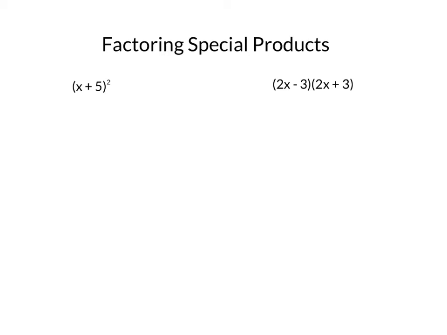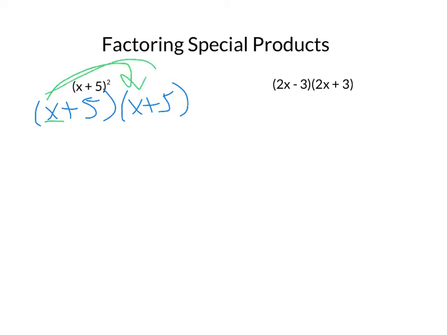Looking at the first example, I have the quantity of x plus 5 squared. When I square something, remember it means to multiply it by itself. So I have the quantity of x plus 5 times the quantity of x plus 5. Using the double distributive property to multiply this out, I'm going to take my first term, x, and distribute it through to the second set of parentheses.